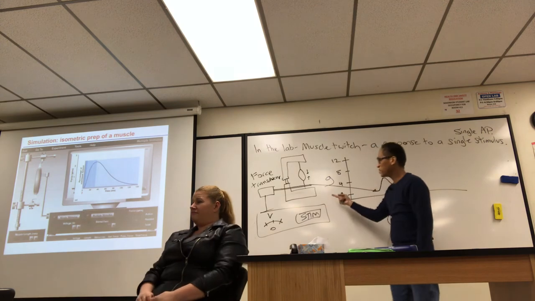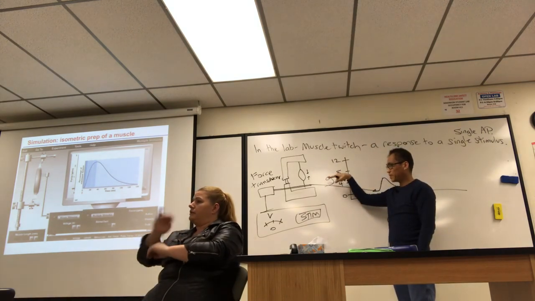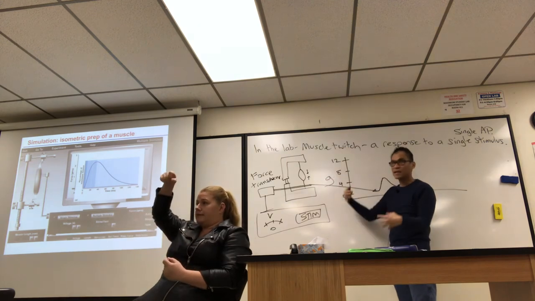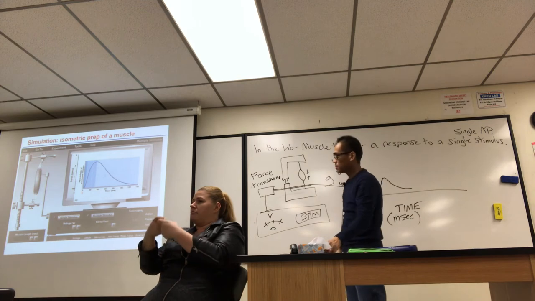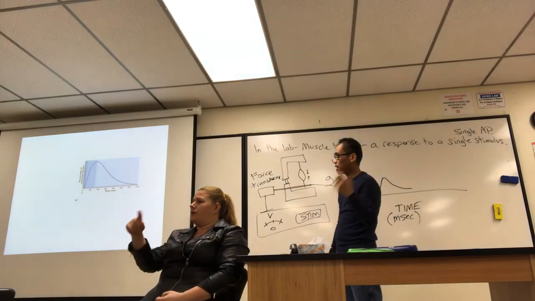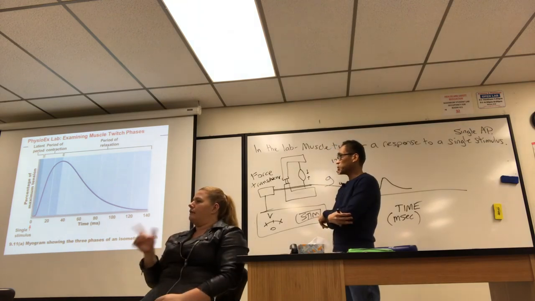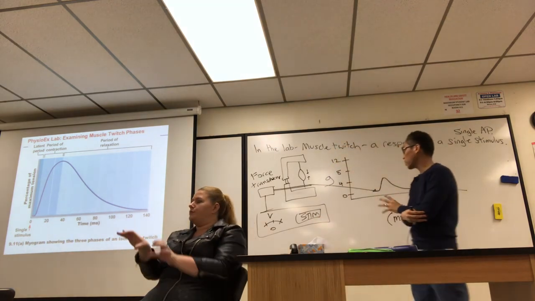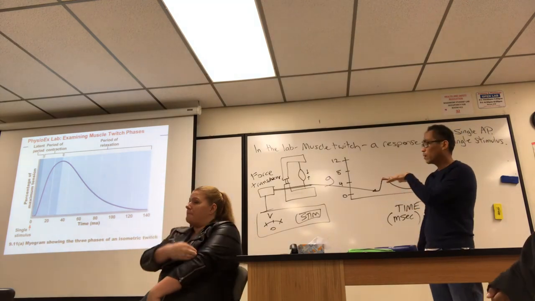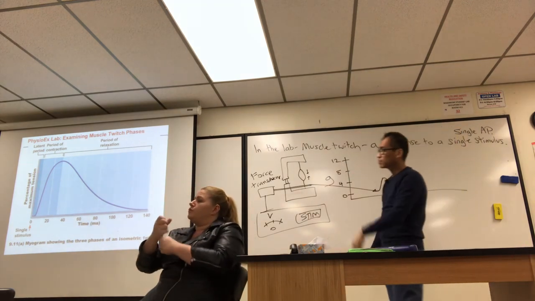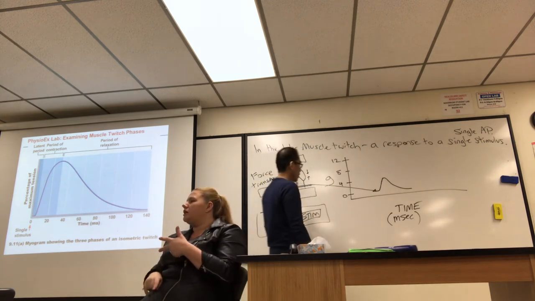So any questions on this setup? That's our muscle. You string it up, hit the stimulate, you're zapping it. It's outside of the body, so you can stick electrodes in there and zap it yourself. This is kind of what it looks like, and I'll show you later in the simulation you're going to do. Anyways, let's look at the muscle twitch, and let's define all of these: latent period, period of contraction, period of relaxation.